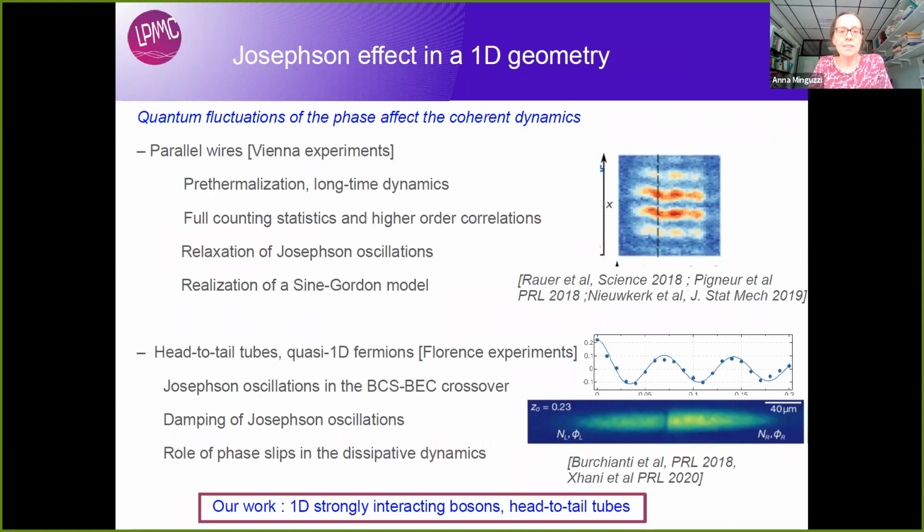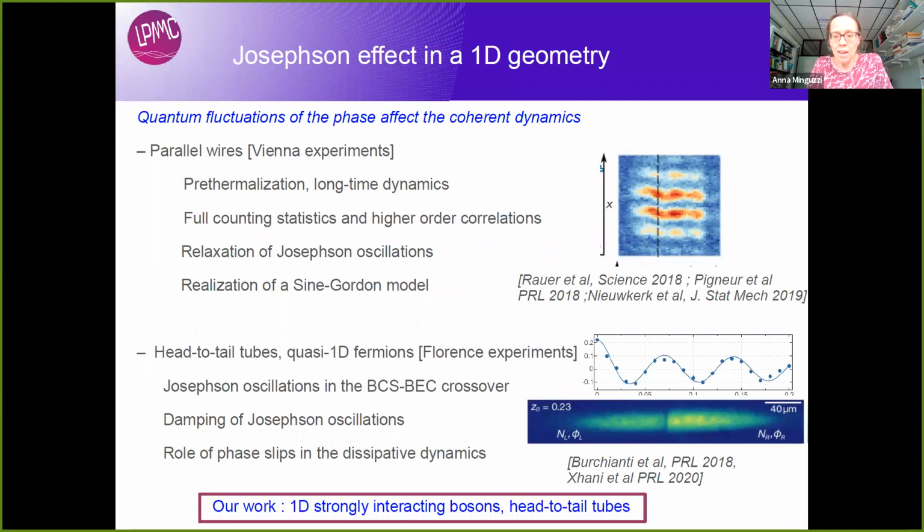So there are essentially two ways you can couple two wires. One is the one of the Vienna experiments, where the wires are parallel, and many, many results have been reported for this type of experiment, including prethermalization, full counting statistics, very high order correlations, also relaxation of Josephson oscillation. And all this realizes a Sine-Gordon model.